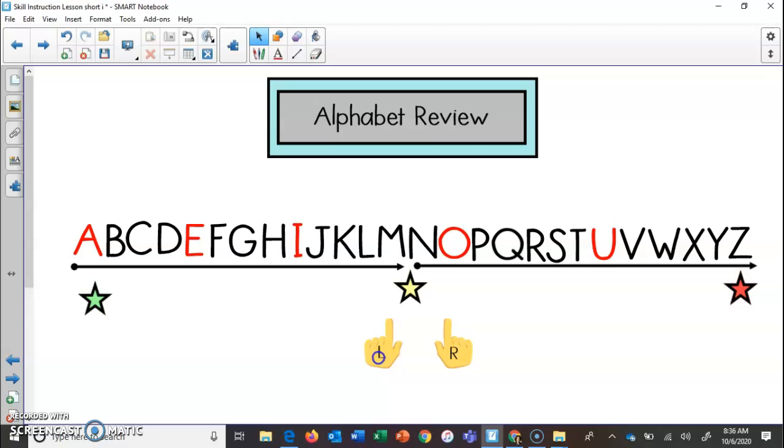Repeat after me. My left hand is my before hand. My right hand is my after hand. The initial letter of the alphabet is A. The final letter of the alphabet is Z.